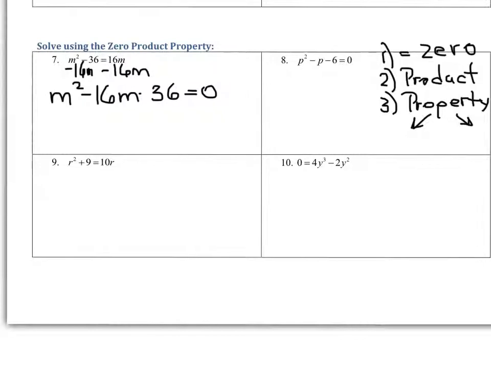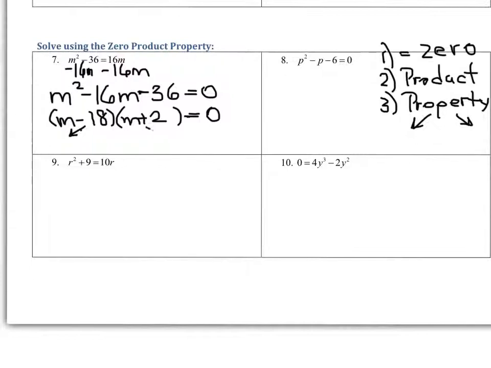Now the second step is we have to write it as a product. So I need to factor this trinomial. There is no greatest common factor, so I'm going to write it as a product of two binomials. Well, we know m times m is m squared, but what multiplies to negative 36 and adds to negative 16? Let's see. Oh, 2 and 18. Did that work? Yes. And the negative 16 is larger, so I would need m minus 18 and m plus 2. So that'd be negative 18m plus 2m is negative 16.